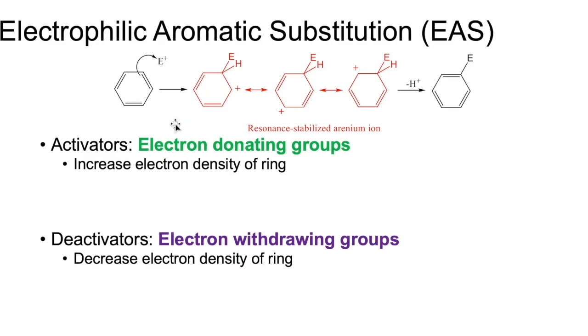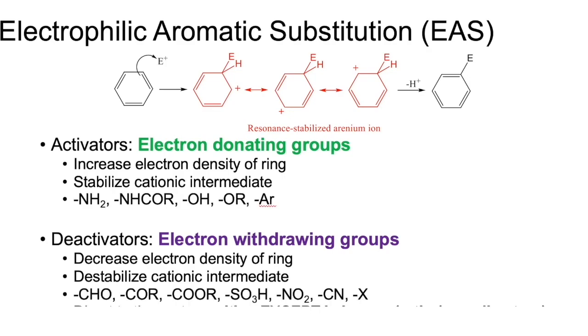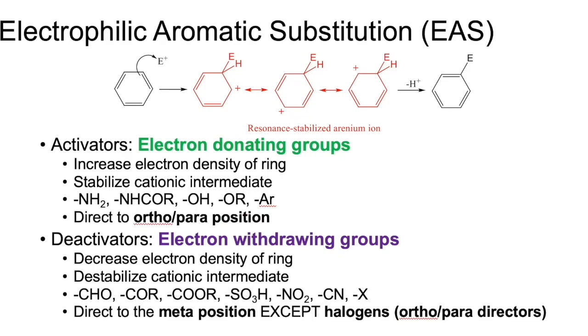So you can think about what increasing the electron density of the ring or decreasing it would do to the intermediate. Activators stabilize the cationic intermediate, deactivators destabilize the cationic intermediate. These are some of the examples of activators and deactivators. Activators direct the incoming electrophile into the ortho-para position. Deactivators direct the incoming electrophile in the meta position, except for when the thing that's on the ring is a halogen, then it would direct it to ortho or para.